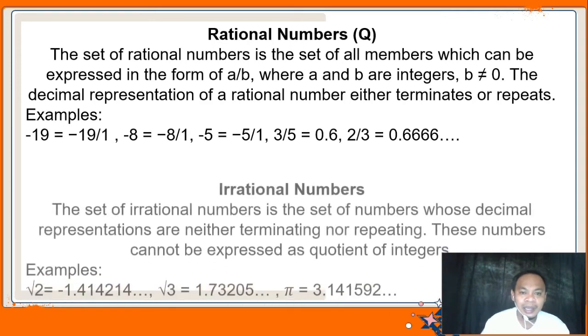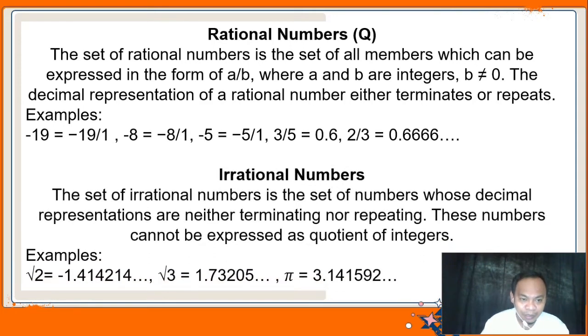Okay. And then we have also irrational numbers. The set of irrational numbers is the set of numbers whose decimal representations are neither terminating nor repeating. These numbers cannot be expressed as quotient of integers. So we have here the examples.